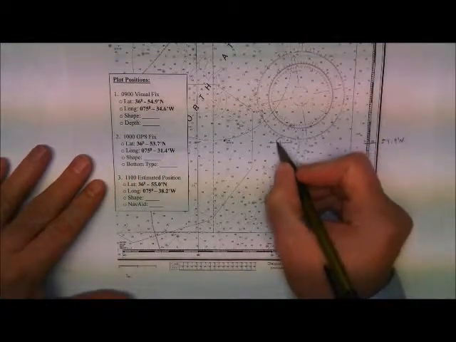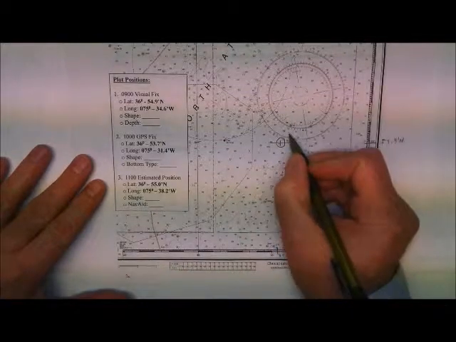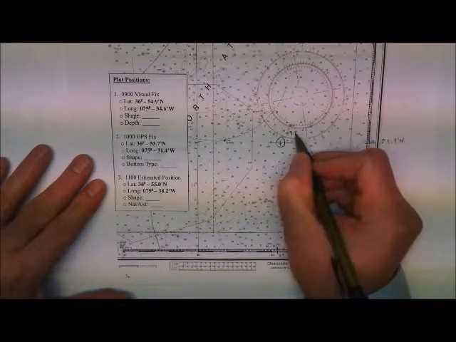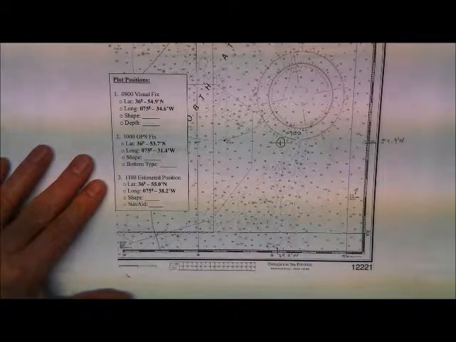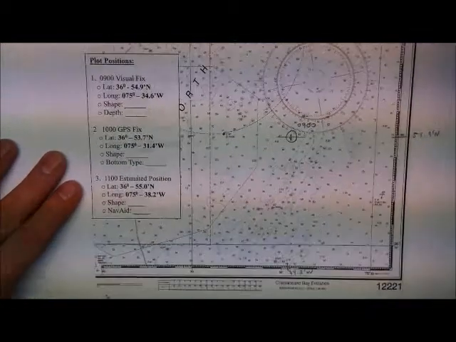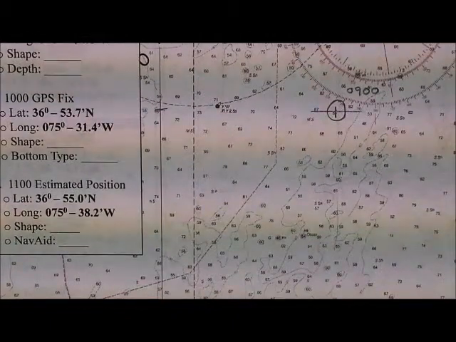So it's a visual fix, which means it's a circle. It's a fix, which means I label the time on the horizontal. So that's a 9 o'clock visual fix at the given latitude and longitude.